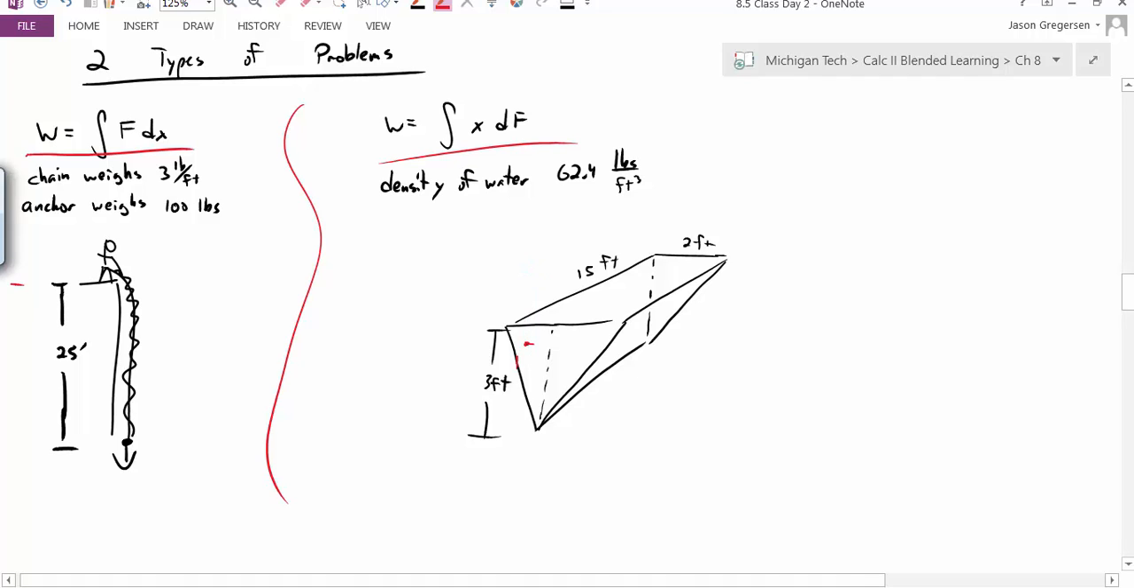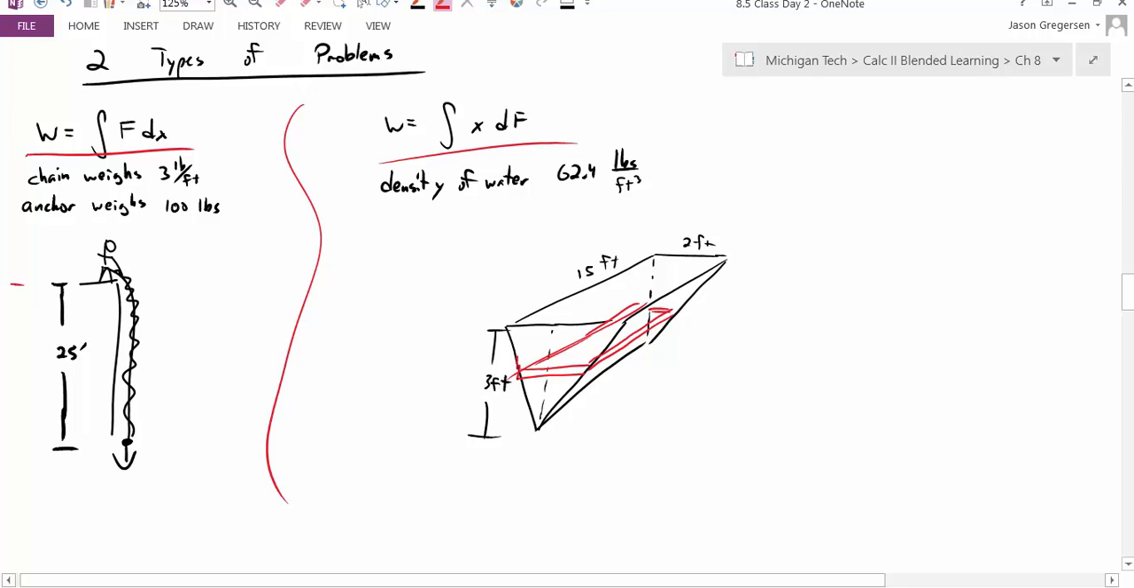So to fix that problem, I'm going to look at a thin slice of the volume and just find out how much work it takes to move this slice of water out of here. It's always the same setup. Big problem, I don't know how to do it. Let's look at a small little piece of the problem.